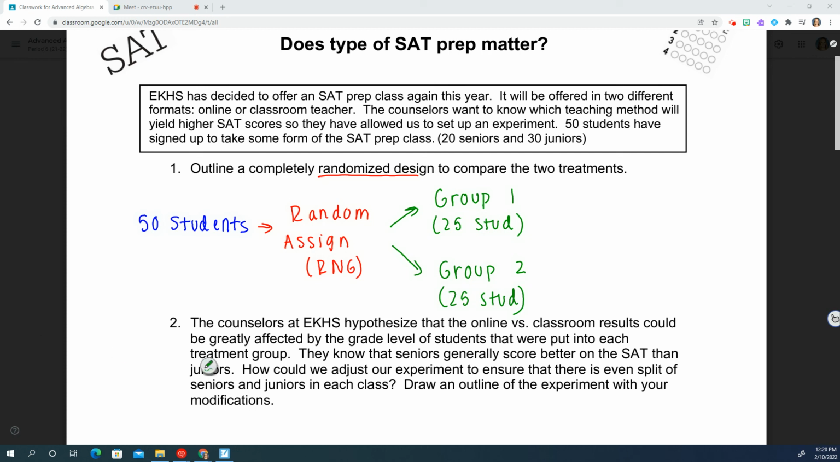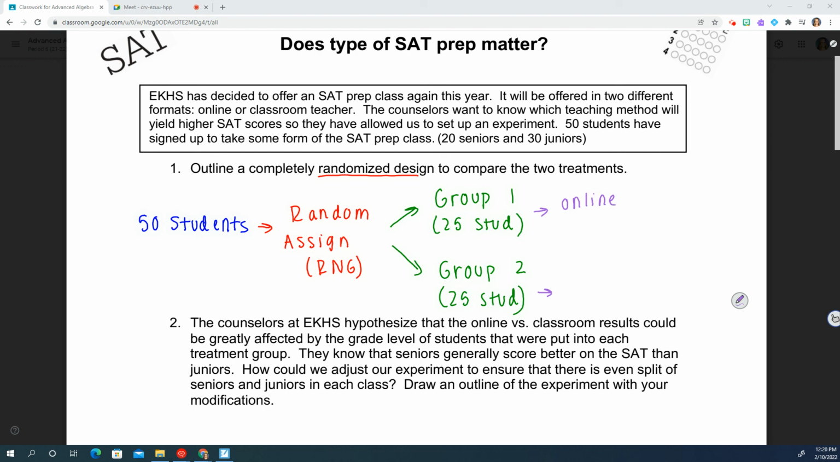And then you apply a treatment to each group. So what's my treatment in this case? What am I trying to test? Explanatory variable. I guess it is online or classroom. Online or classroom, good. So we'll assign group 1, say they're the online, doesn't matter.